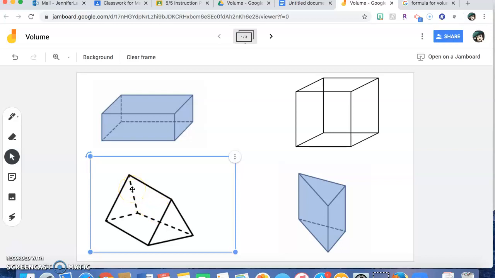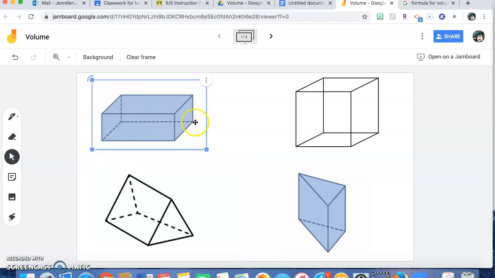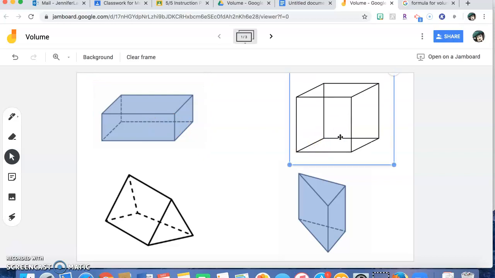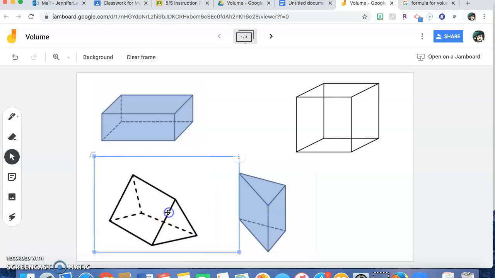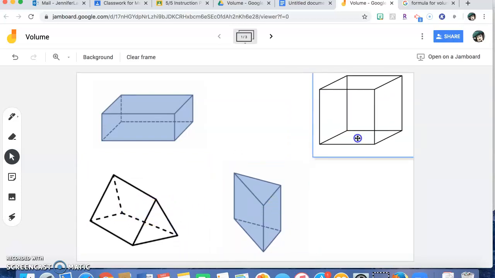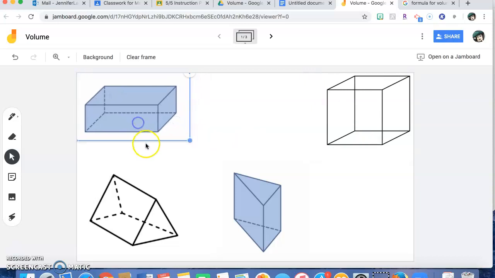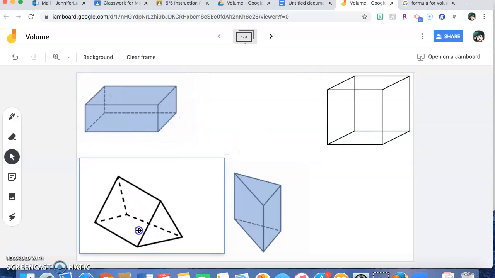Prisms are named after their bases. So a rectangular prism has all rectangular bases. This is technically a square-based prism, which has a special name of a cube, so all of their bases are squares. Both of these shapes right here are triangular prisms. Both of their bases are triangles. Just because on this one, the bottom is a rectangle, that doesn't make its base a rectangle. Its bases are still triangles.